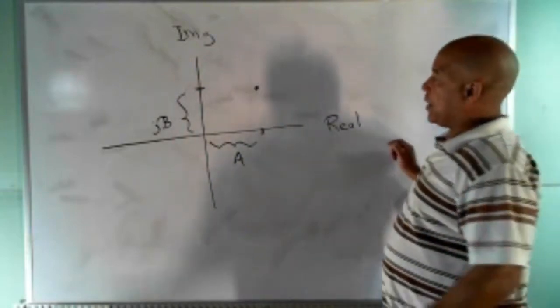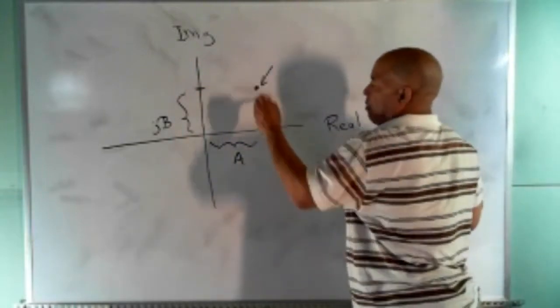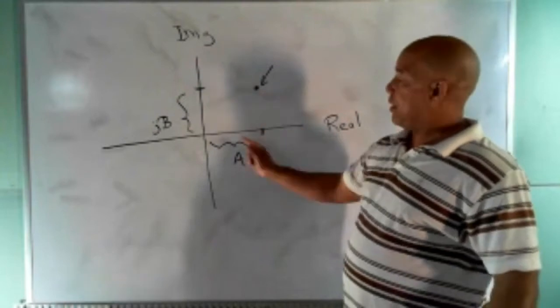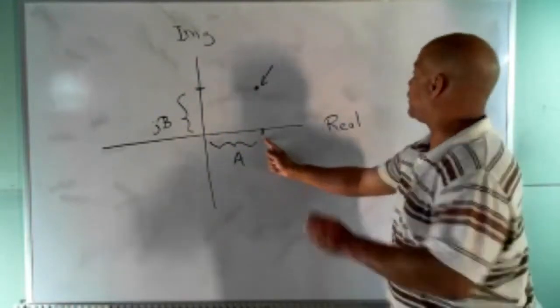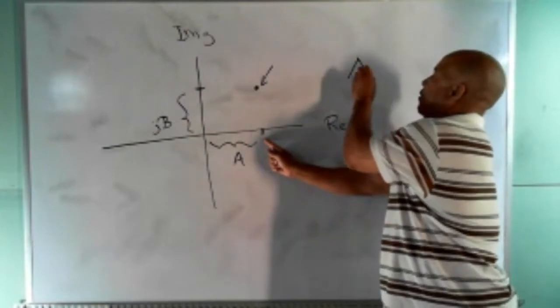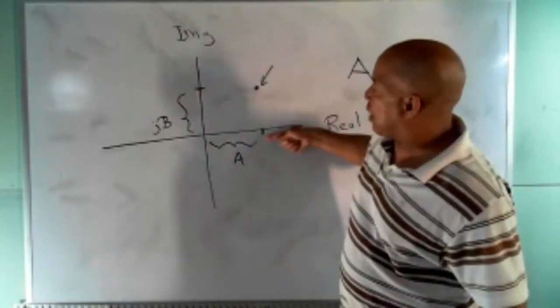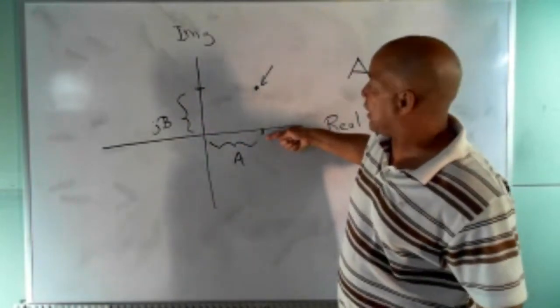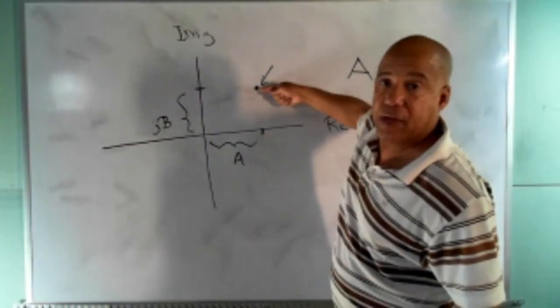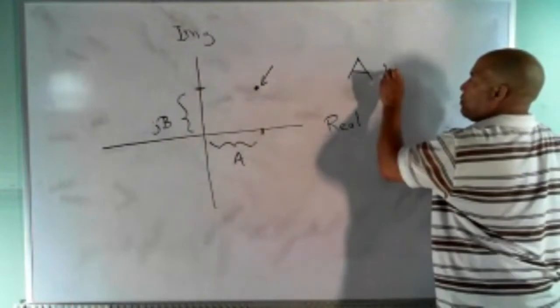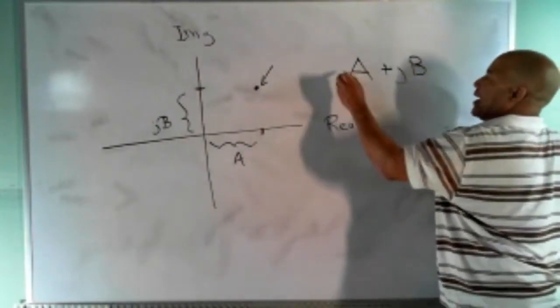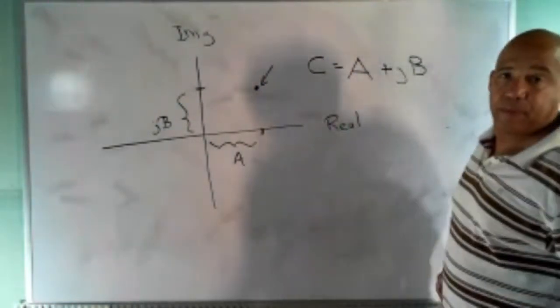So if this is the point C, one way to get to that point, you can tell me how far over to the left or to the right to go on the real axis. You say go to the left or to the right A units, and then you can tell me how far up or down to go on the imaginary axis. You can say go up B units. So I say plus jB, and I can get to the point C, and that's a complex number.